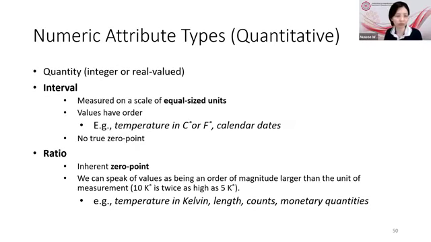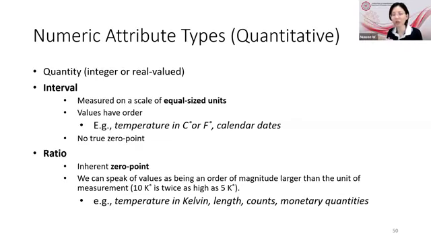Or calendar dates. You don't have date 0, right? You have 1, 2, 3. But between the dates, the difference is 1 day, right? 1 and 2. Today is 6, tomorrow is 7. The difference between today and tomorrow is 1 day. Okay, so it has equal size.